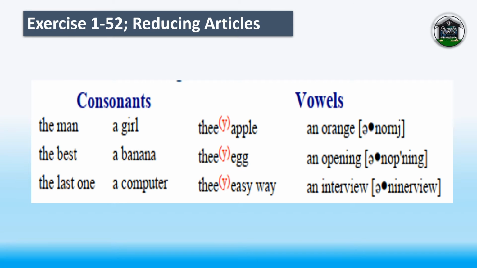Exercise 152, Reducing Articles. The man, a girl. The apple, an orange. The best, a banana. The egg, an opening. The last one, a computer. The easy way, an interview.